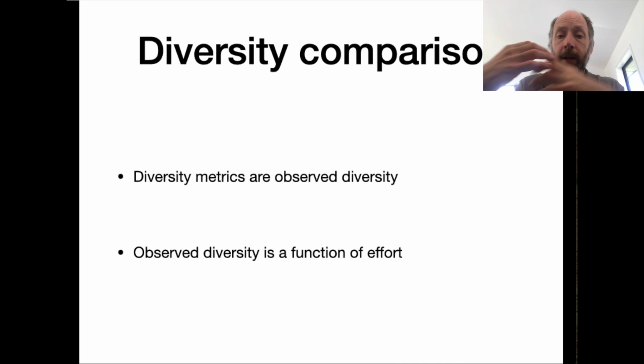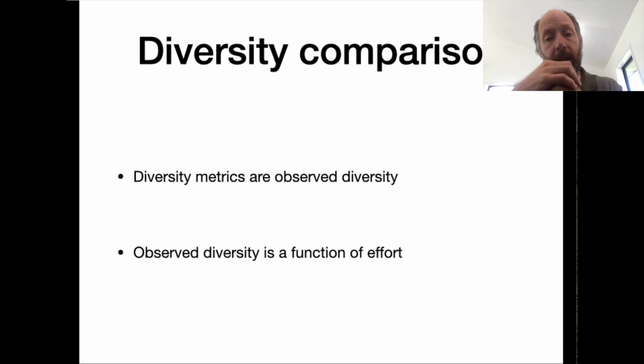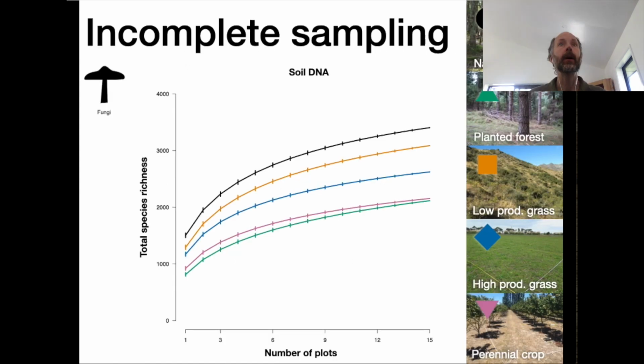So if you're comparing 2 plots and you spend 5 hours measuring all the plants in one plot, and then you go to another plot and you just spend 5 minutes looking at the plants, you can guess that the one where you spend 5 hours, you're going to find a lot more species. So we want to find a way to compare diversity when you have that different sampling effort. And this is just the example of that. Here I've got 15 plots that I've measured, but you can see none of these curves have actually plateaued. They're still going up, and so I can't really predict where they're going to end up.